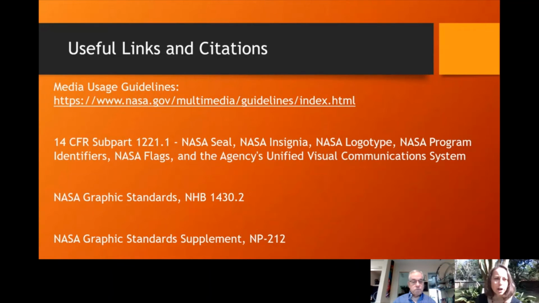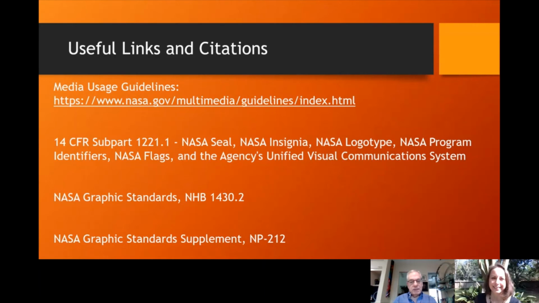And here we do have a couple of the useful links and citations. I know I often use that website there at the top, the media usage guidelines. That's one that, Ed, I found is very practical and in common English. And so if I get questions, often that's the website that I will first direct people to. But can you talk to us a little bit about some of these other graphic standards and how are they useful to people that are trying to wrestle with a question about, hey, can my contractor do this?